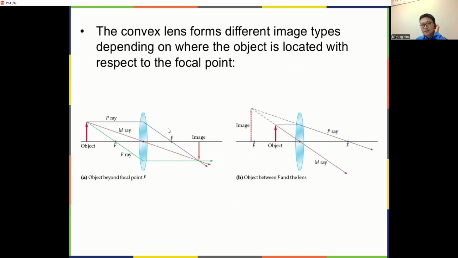For convex lenses, it depends on where you put your object. If your object-to-lens distance is greater than the focal length, then you're going to get a real image, upside down. A real image is always inverted. And if you are placing your object within the focal length, so DO is less than the focal length, then you are going to get a virtual image. The rays coming out will become diverging in that case. So you get a virtual image, and it's an upright virtual image in that case.